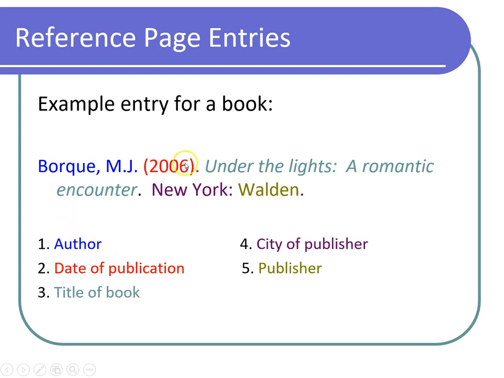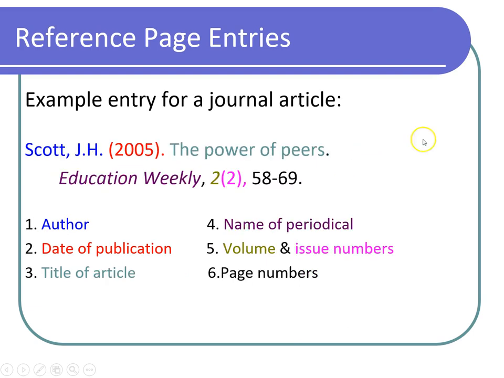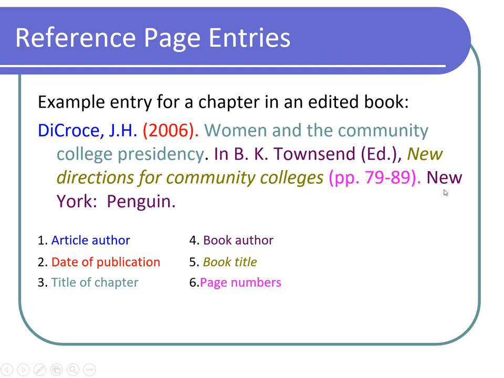Next is the date of publication, 2006. Next is the title of the book. Next is the city of the publisher. And last is the publisher. That's how you do a reference for a book. Well, what else do we have? How about a journal article? I've broken it down the exact same way. I've color-coded it for you.